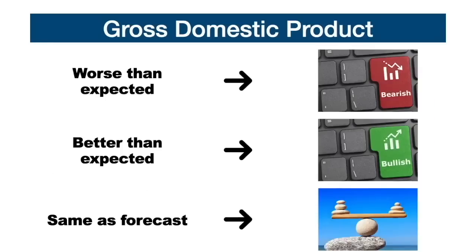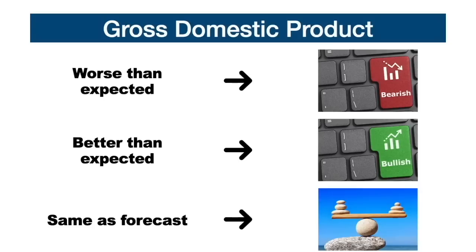If the figure turns out to be worse than expected, it means that the economy is shrinking, and a recession could begin. The currency of the economy will have a bearish movement. If the figure is better than expected, it means that the economy is expanding and investors are gaining confidence. The currency of the economy will have a bullish movement. If the data is the same or differs slightly from the expectation, bilateral movements may occur without excessive volatility. If the periodic change in GDP is negative for two consecutive periods, the alarm bell could start to sound, as it would be considered a signal of economic recession.